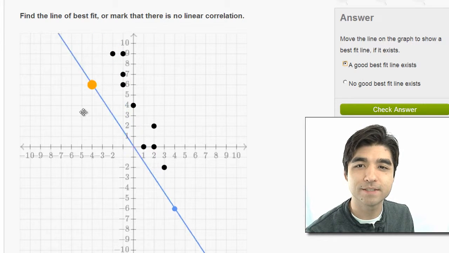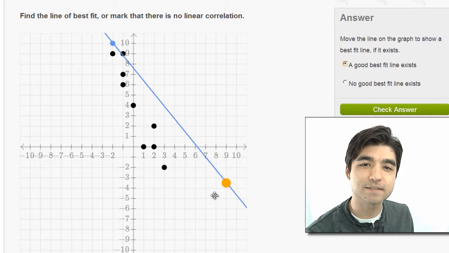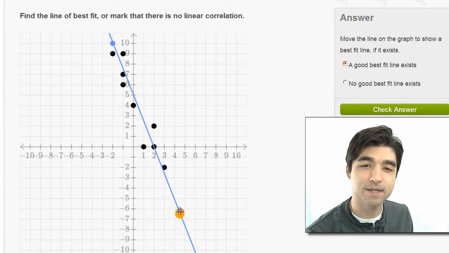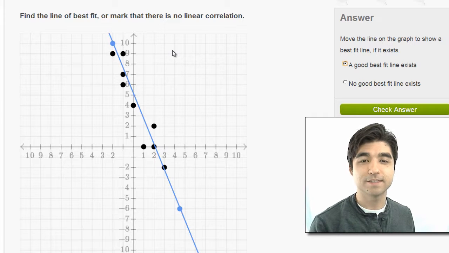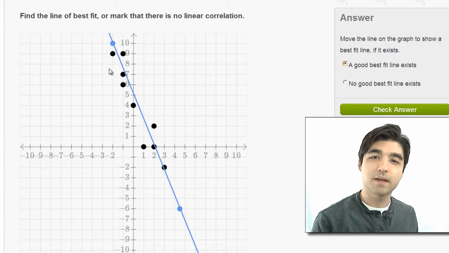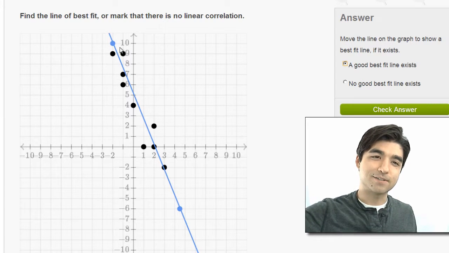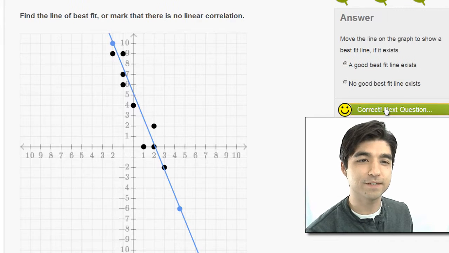So what you do is you grab these little handles and you drag it, and you just try to get it so that it gets as close to as many dots as possible. And then once you've got a line that fits the data pretty well, this is called a correlation. This particular one has a negative correlation because the line is going down. Then you hit check answer and see if you get it right.